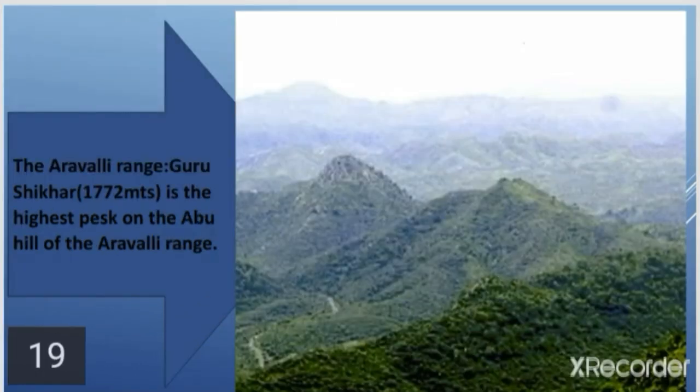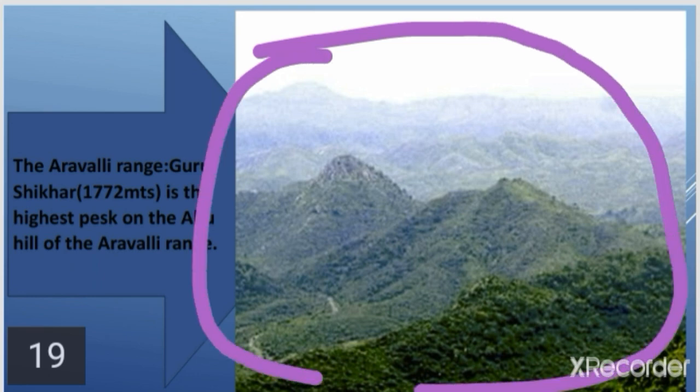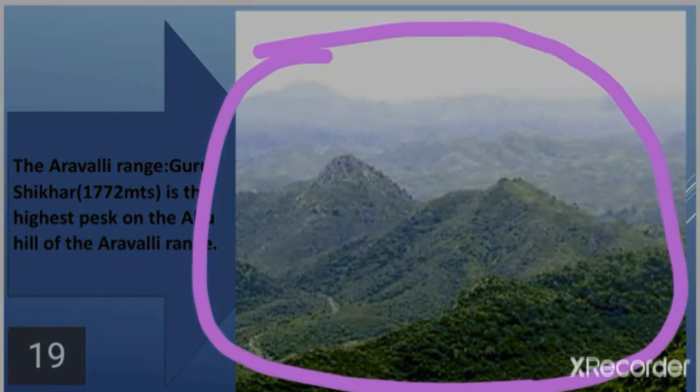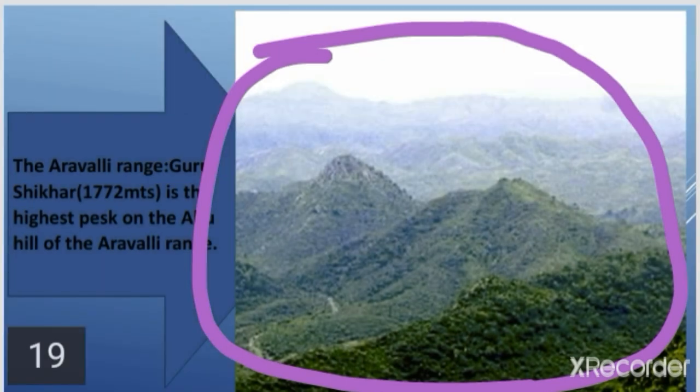The Aravalli Range. In the Aravalli Range, Guru Shikhar is the highest peak on the Abu Hills of the Aravalli Range. This picture is Guru Shikhar peak. It is in Aravalli Range. Its height is 1772 meters.